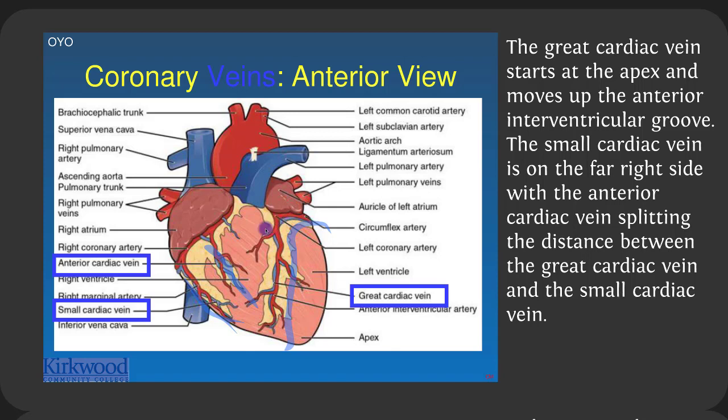The great cardiac vein is on the front. I got my little animations mixed up here. They should be slid over a little bit. The great cardiac vein starts at the apex and moves up the anterior interventricular groove. The small cardiac vein runs along the marginal artery. Then we also have the anterior cardiac vein.